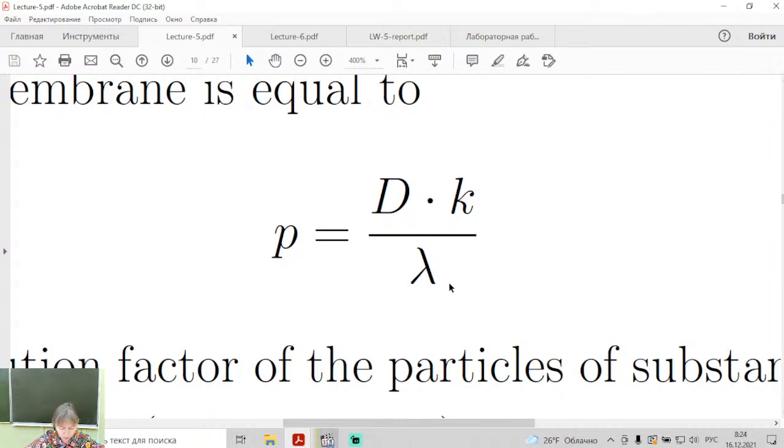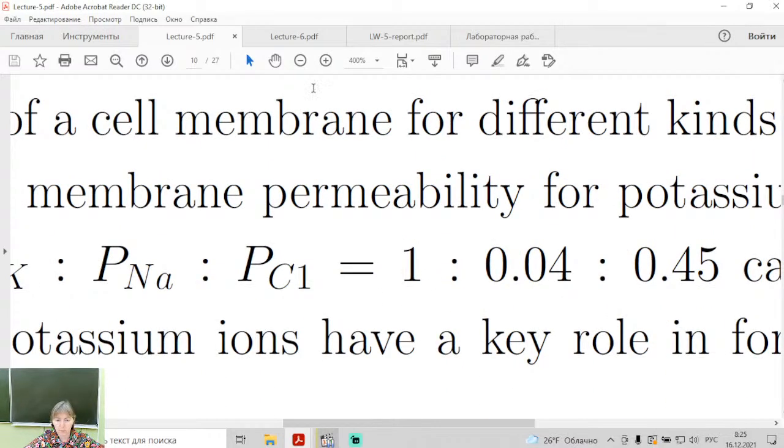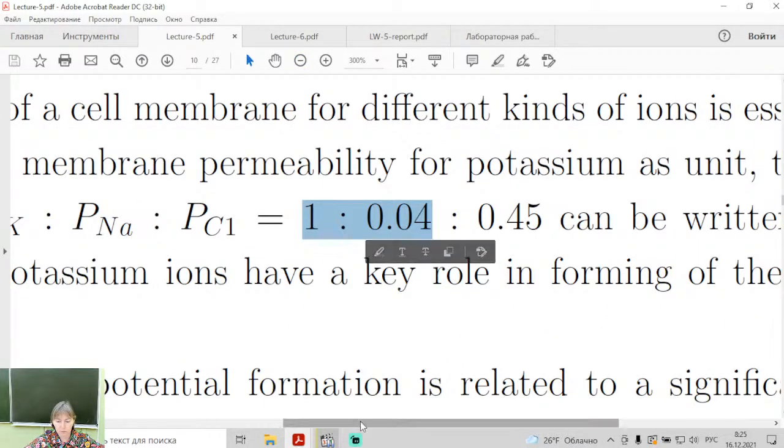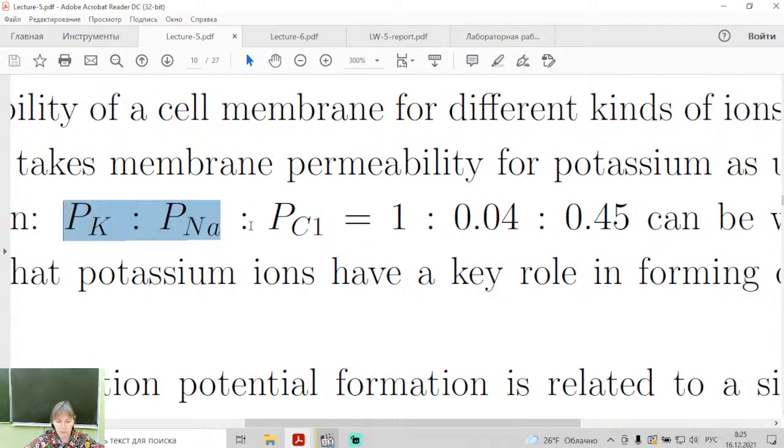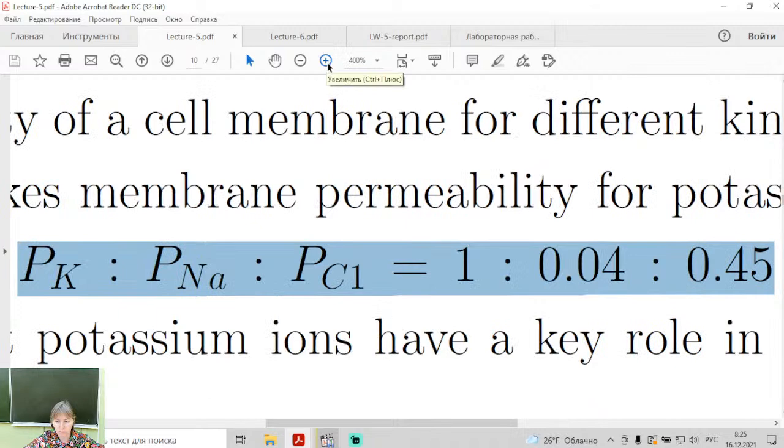The permeability of a cell membrane for different kinds of ions is essentially different. If one takes membrane permeability for potassium as a unit, then the following relation holds. Look at this relation. This relation shows that potassium ions have a key role in forming the resting potential.